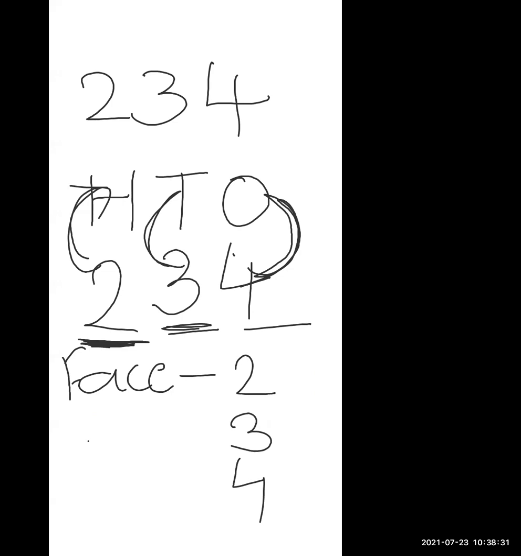Place value means what is its place. What is the place of 2? Its place is hundreds. What is the place of 3? Its place is tens, 30. The place of 4 is 4 ones. Okay. So this way we have to write the place value and the face value.